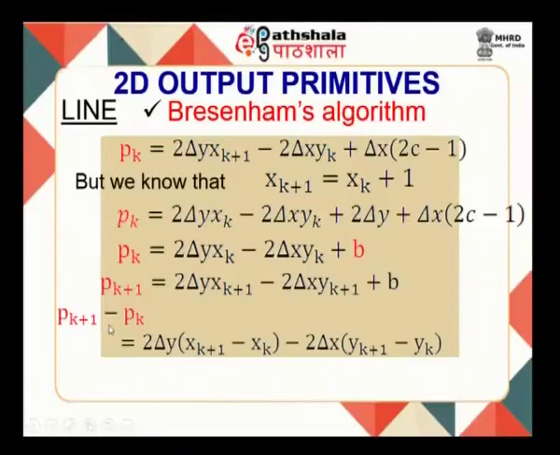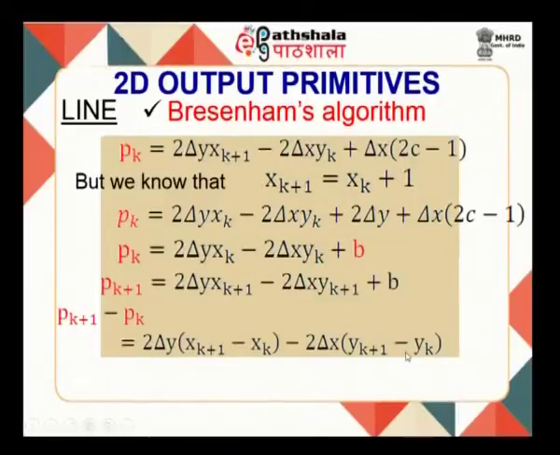Now, take the difference of these two decision parameters, p k plus 1 minus p k, which is equal to 2 del y times x k plus 1 minus x k, minus 2 del x times y k plus 1 minus y k. You can sit and write these down, and while you write it down you will have more clarity and will not miss the derivation further. All the steps are given in detail here, so you can follow that carefully.